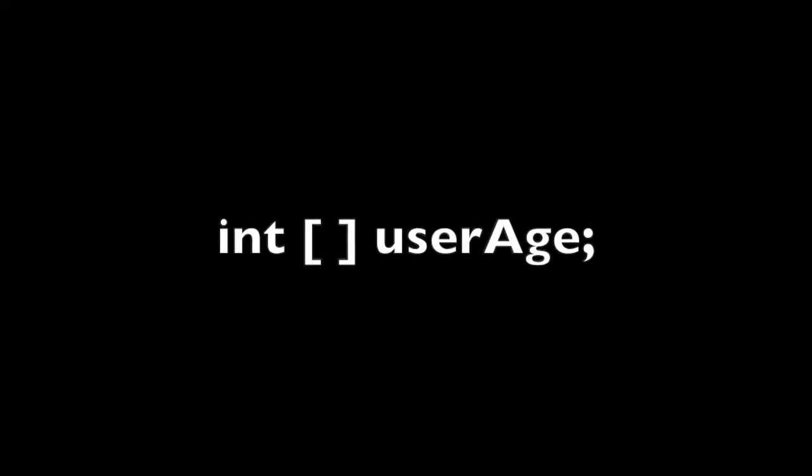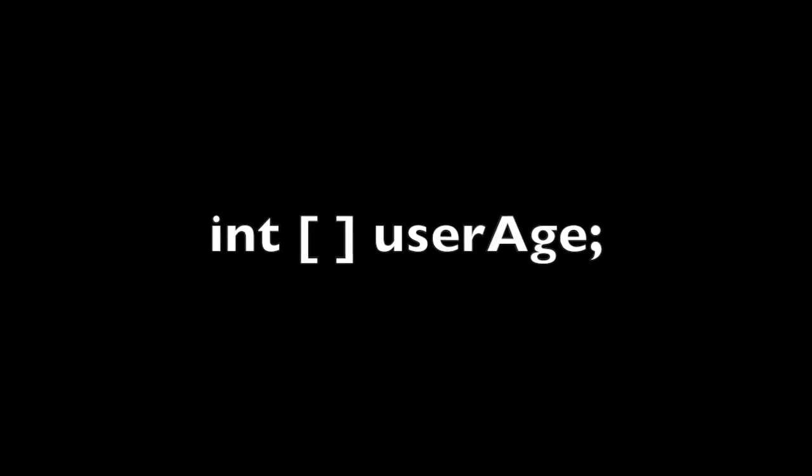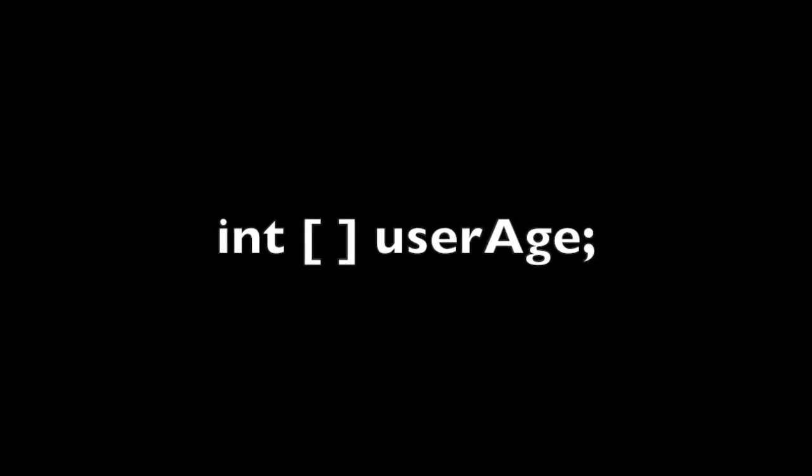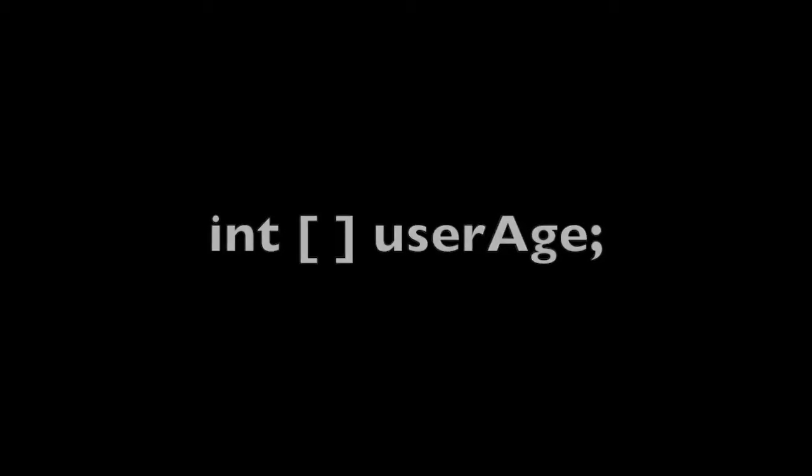We can declare an array using the following format. Are you ready? int[] userAge; or int userAge[];. As you've probably figured out, int indicates the data type of the array. More importantly, the int array values are assigned to the userAge variable.